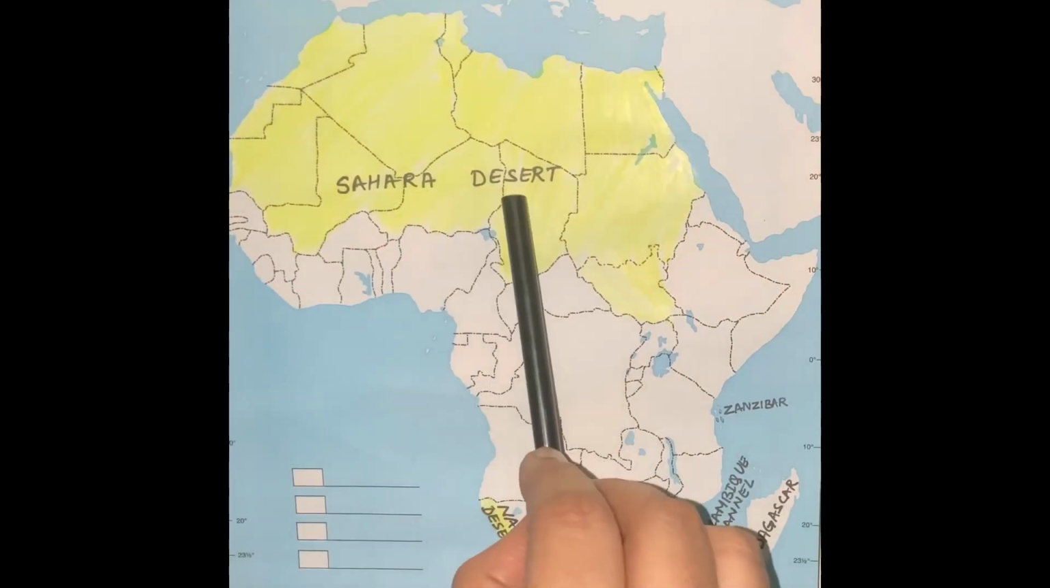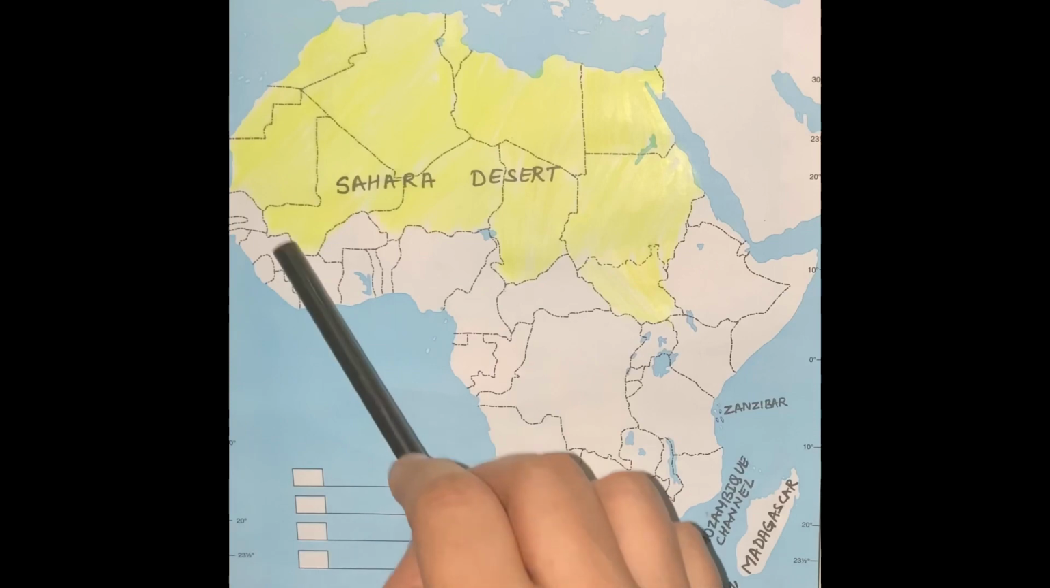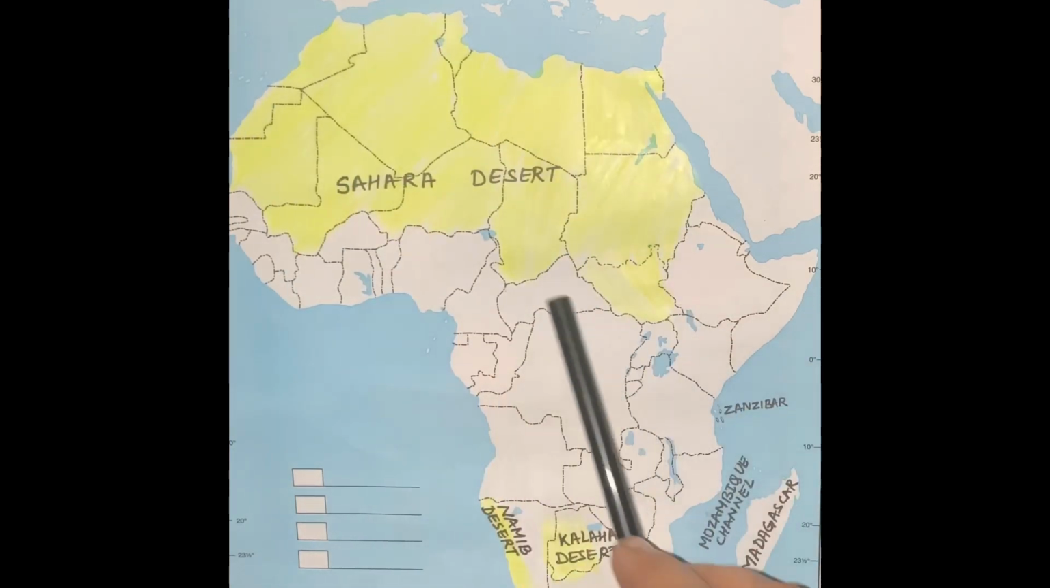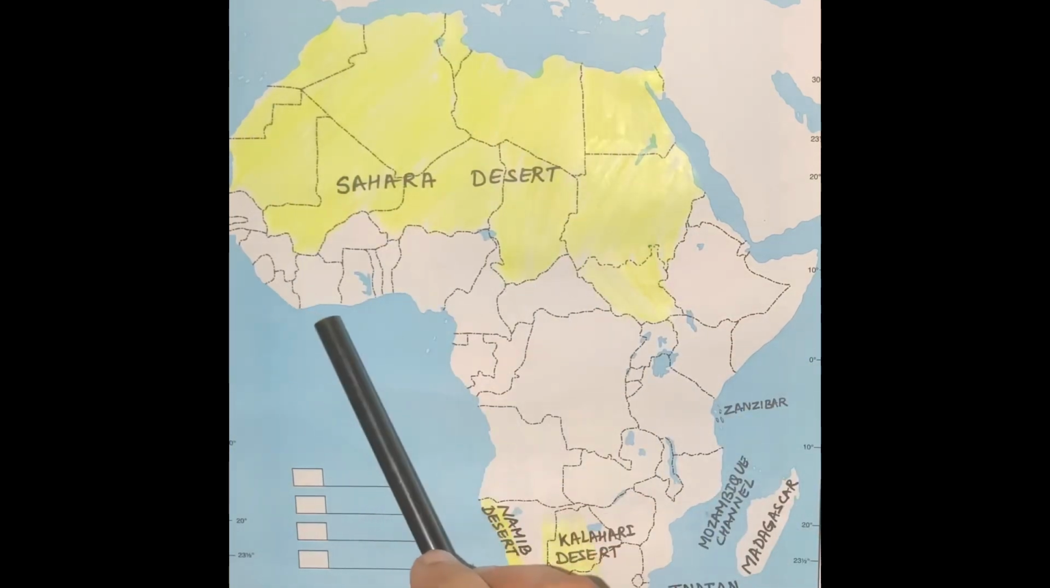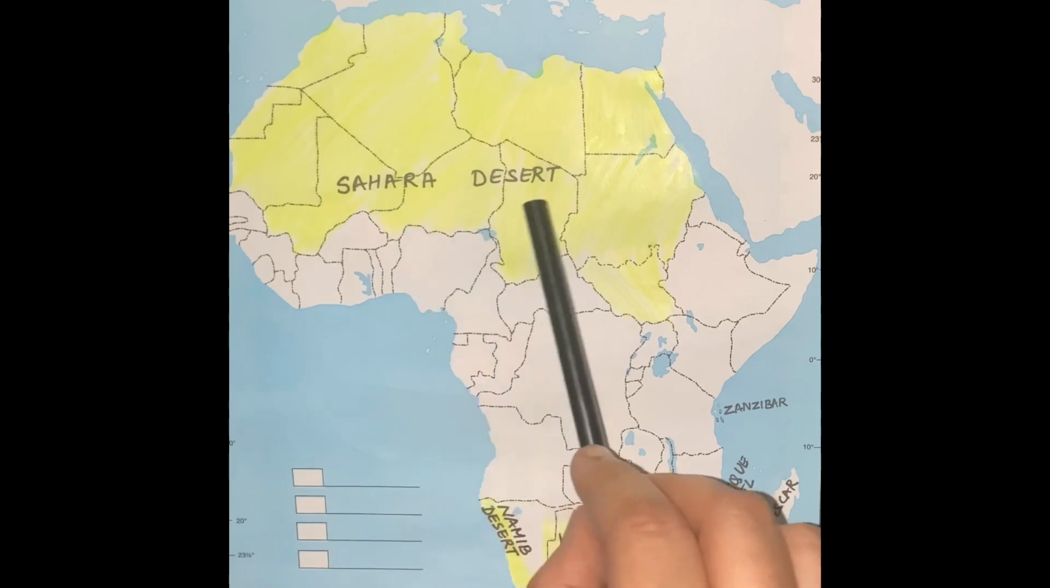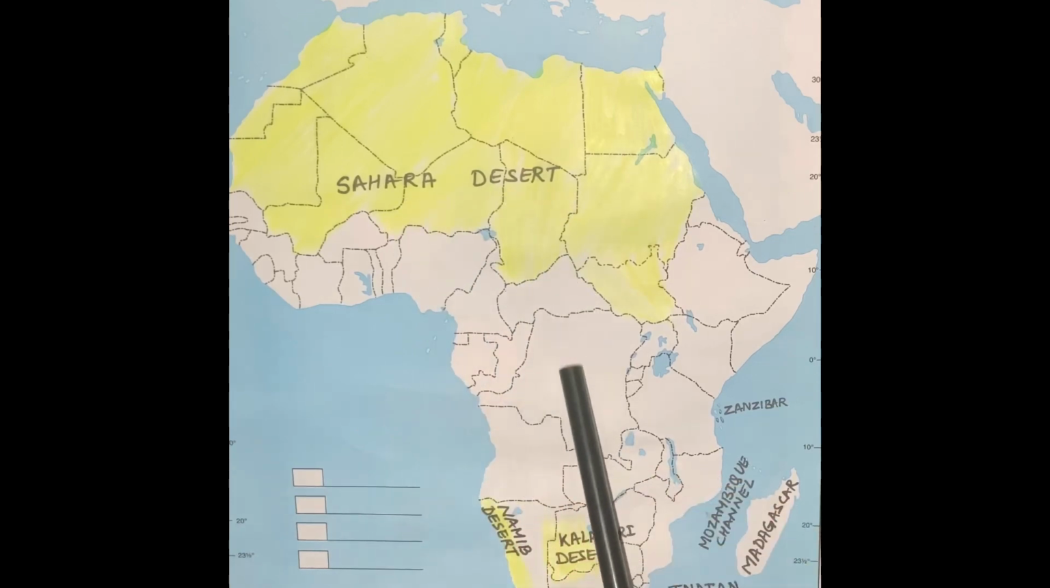The Sahara Desert. You can see it covers almost 1/3 part of the continent. It is the largest hot desert in the world. Moving towards the south, we will see there is another desert, the Kalahari Desert. The Namib Desert is found in the southwest part of the continent.